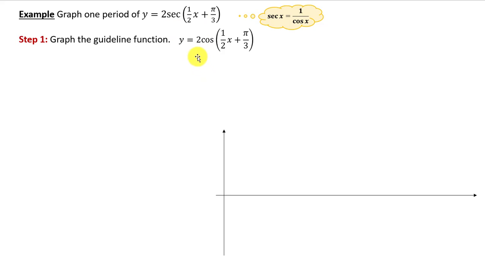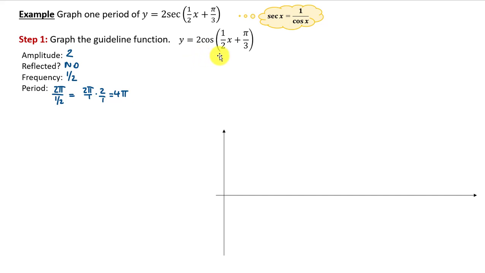Okay, so let's graph this cosine function. First, I'm going to describe it. Its amplitude is 2. It's not reflected. Frequency is 1/2. And the period is found by taking 2 pi and dividing by 1/2. So that is 2 pi over 1 times 2 over 1, or 4 pi. So first I'm sketching the cosine function without translation.